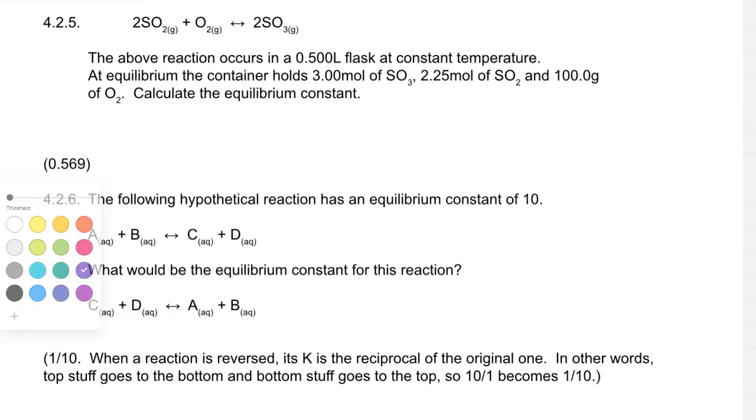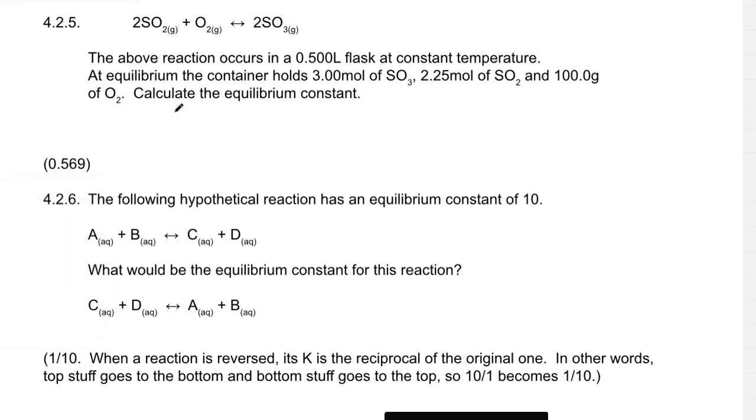Okay, we continue to practice doing useful things with equilibrium constants and finding equilibrium constants. Here's a reaction that we can write an equilibrium constant for. It has sulfur trioxide. It's all gases, first of all, so we're going to count everything.